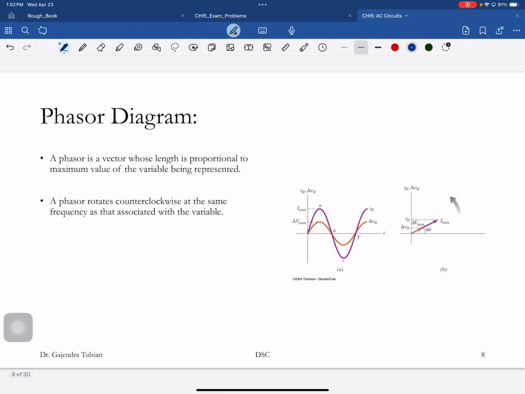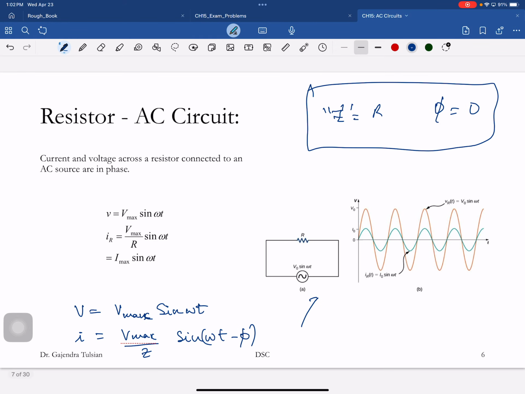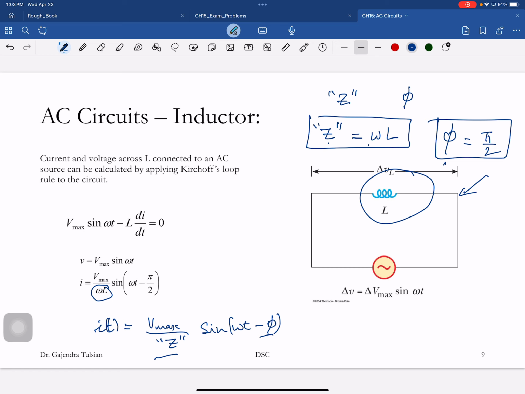What was Z for the resistor? Z for this guy was R. Z for this guy is omega L. It's dependent on the frequency. So here's the first element you've seen whose impedance, whose resistance, depends on the frequency. For a pure resistor, you can connect any frequency and the resistance remains constant. It's not frequency dependent.